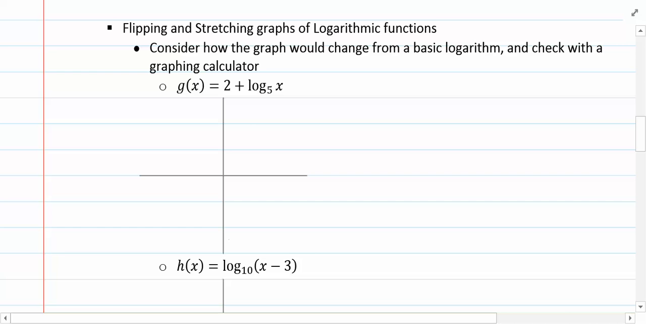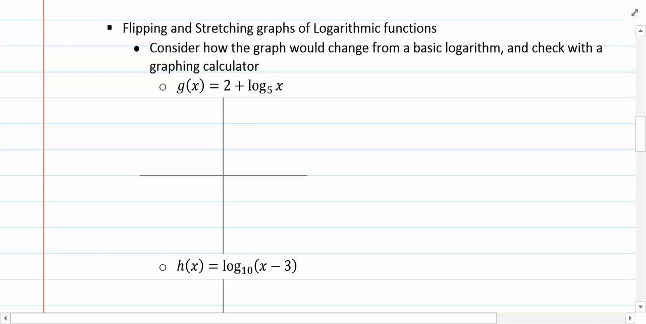What would make that change, or how would that change look when I introduce a value of 2? Now think way back to our shifts and transformations of functions. What happens if I take a number on the outside of the expression, and I add to it?